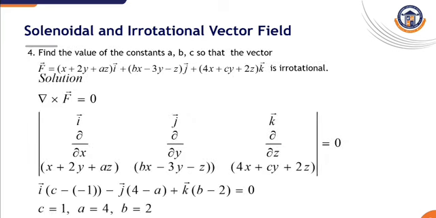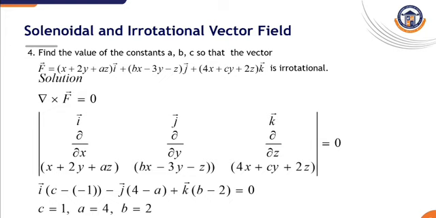Now the fourth problem. Find the values of the constants a, b, c so that the vector f, x plus 2y plus az into i vector plus bx minus 3y into j vector plus 4x plus 3cy plus 2z into k vector, is irrotational. So applying the irrotational concept, we determine the constants a, b, c. The given problem clearly says it is irrotational, and irrotational means del cross f vector equals 0.